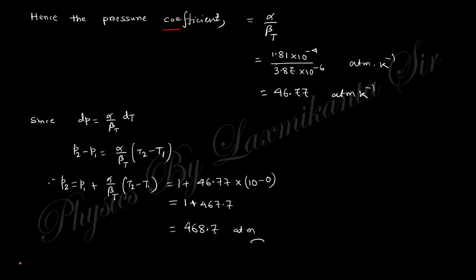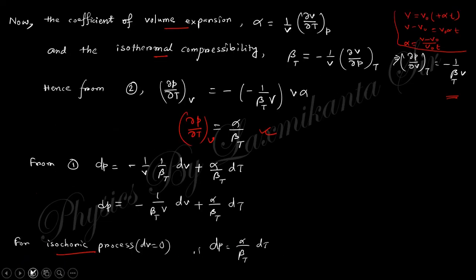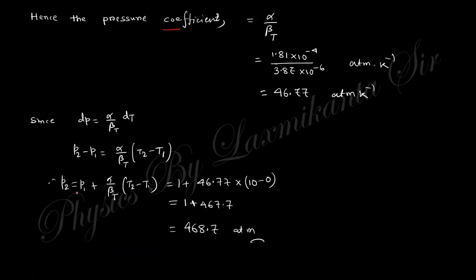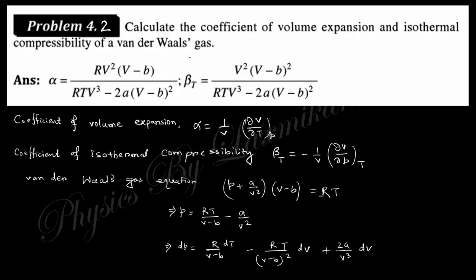And since dP equals alpha by beta T into dT, if you integrate, you will get P2 equals like that. P1 is the initial atmospheric pressure, alpha by beta T is equal to that one, and the temperature difference will be this. So this will be the final pressure. Clear? Next one.